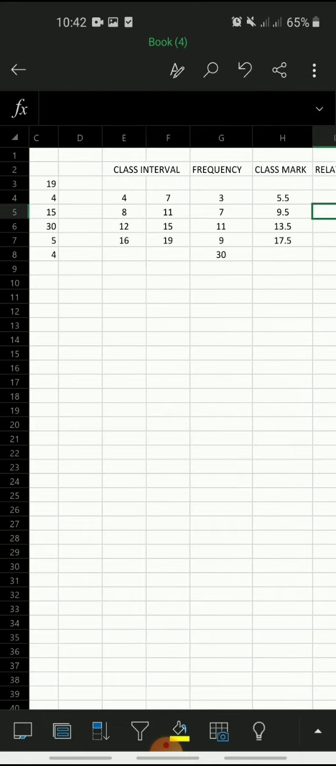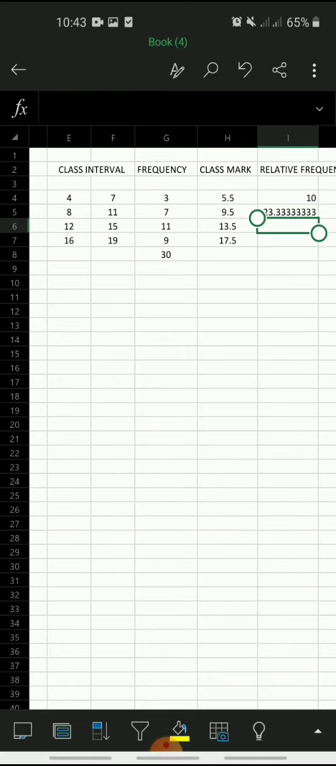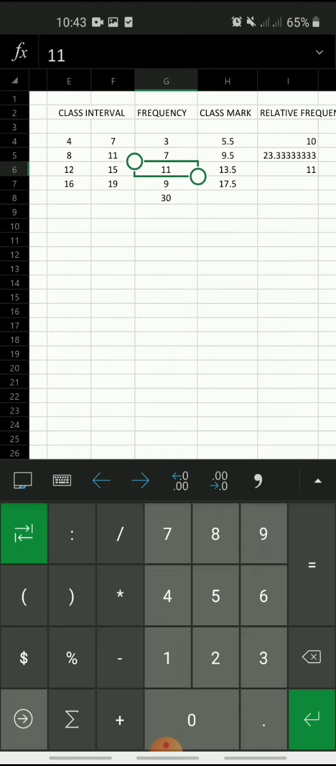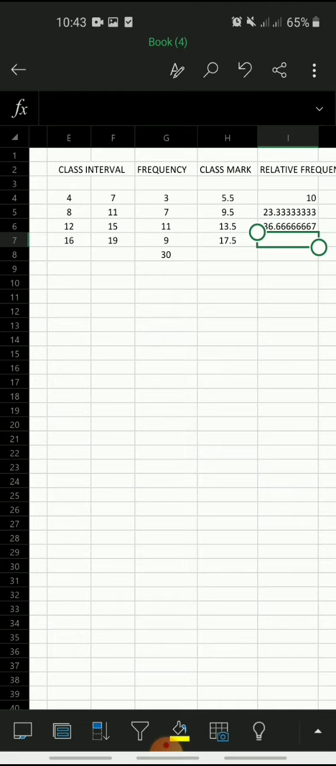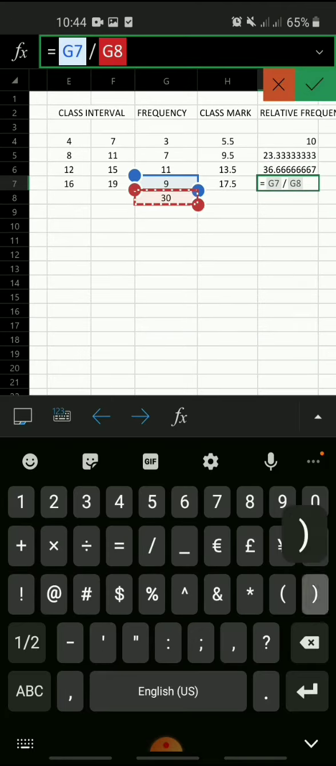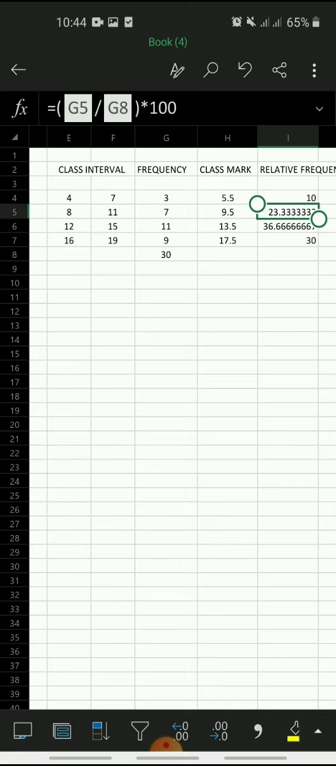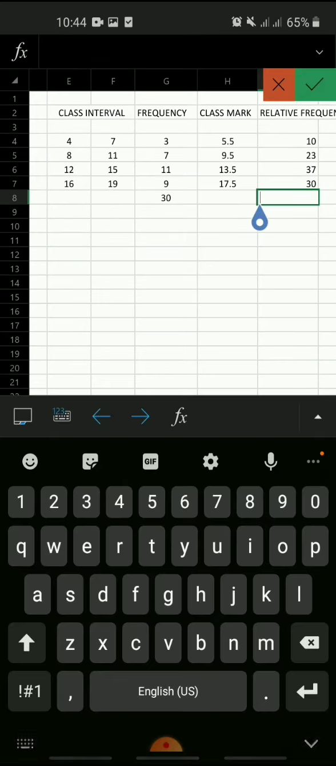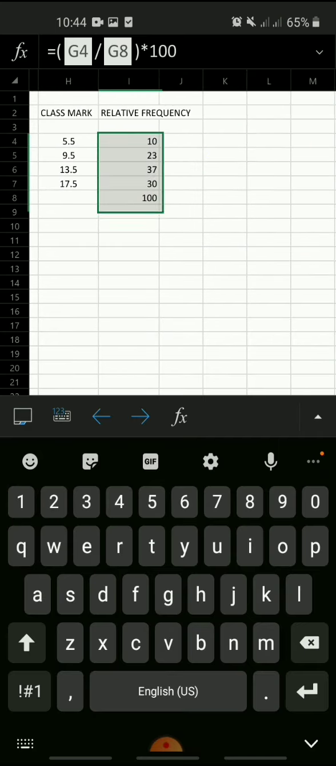Same process: 7 divided by 30 times 100, and 9 divided by 30 times 100. We convert the results to whole numbers, so 23, and so on. The total is 100. So that is the relative frequency.